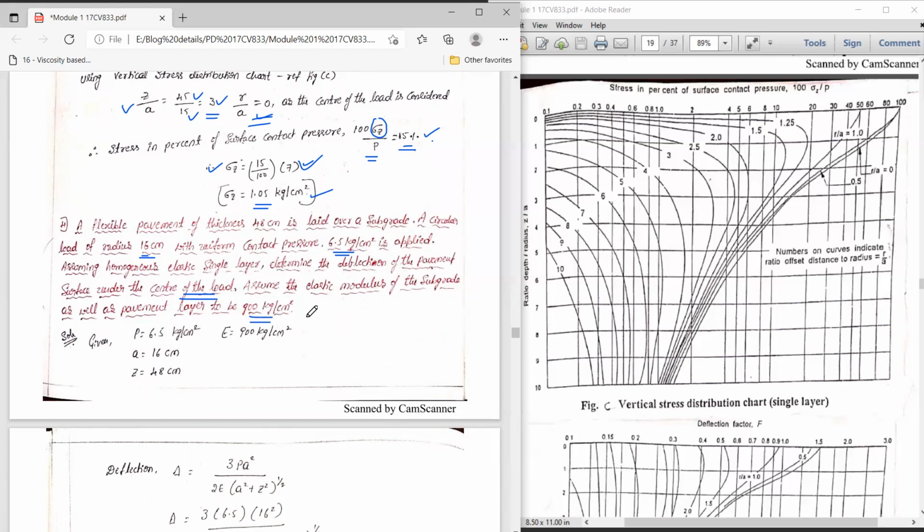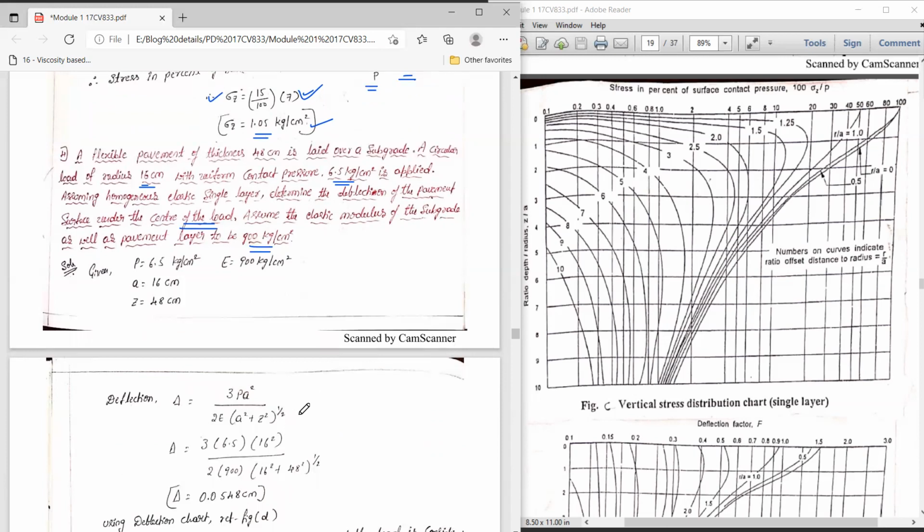In the previous problem, he asked us to find the vertical stress at a depth of 45 centimeter. In this problem, he is asking what is the deflection at a depth of 48 centimeter. According to Boussinesq, the formula is deflection equals 3pa square divided by 2E into square root of a square plus z square, where p stands for contact pressure, a stands for radius, E stands for Young's modulus, and z stands for depth, where we are finding the deflection.